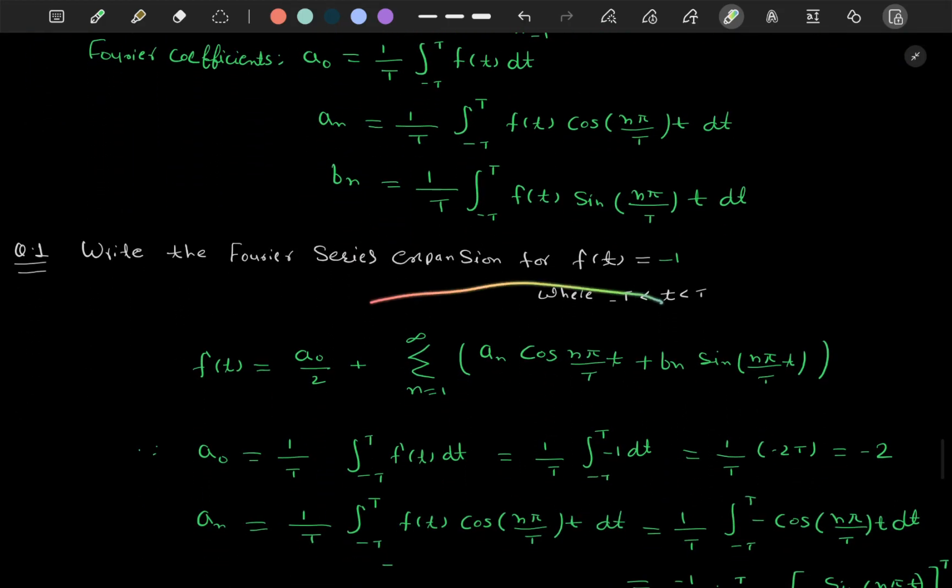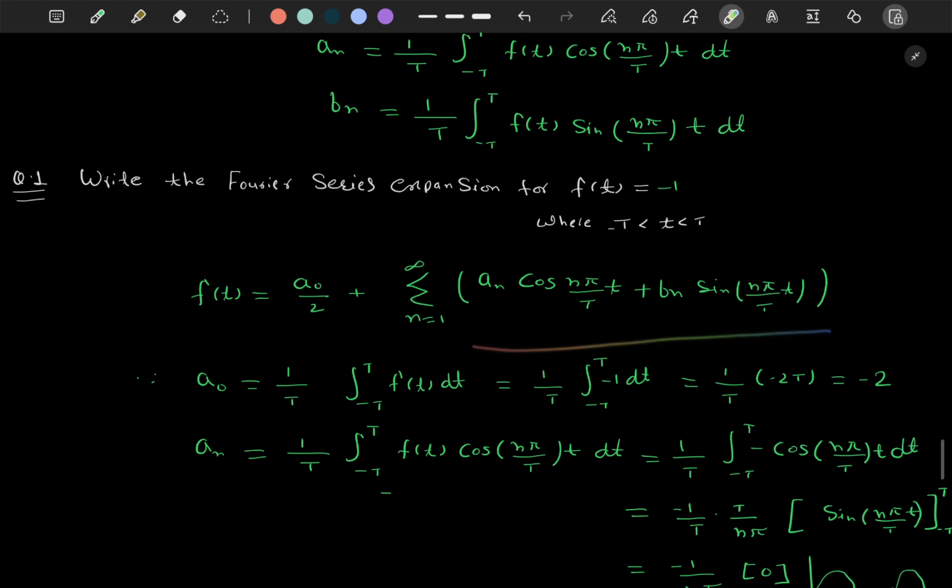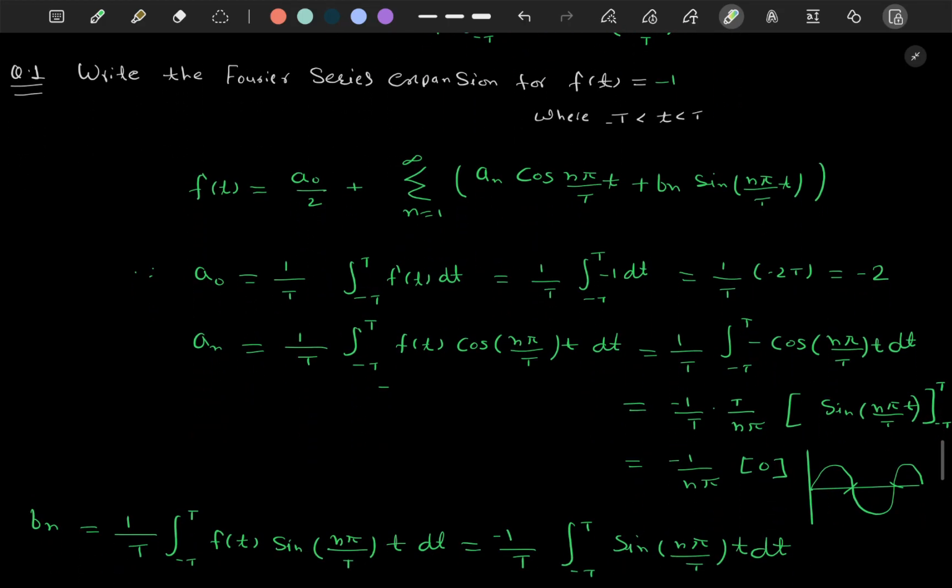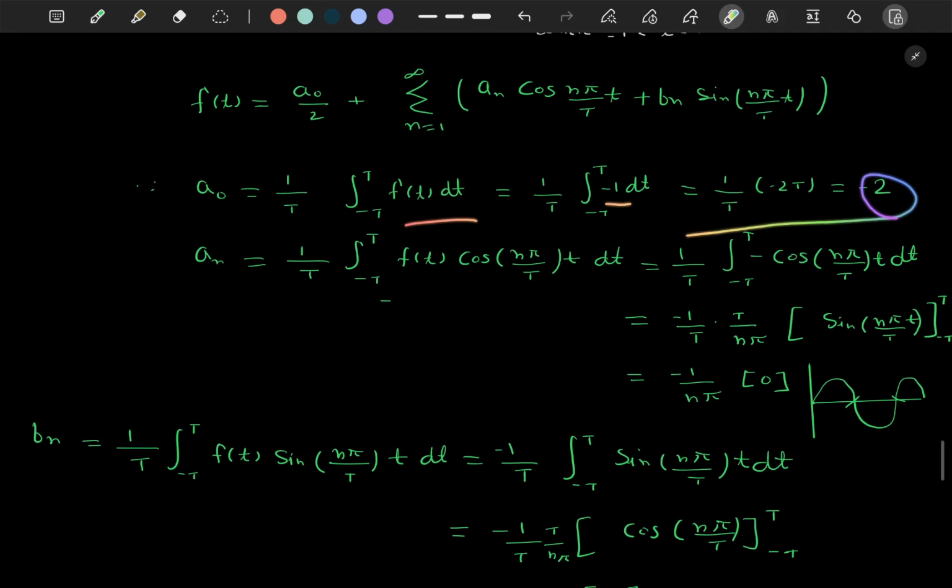Now the first example is, suppose we have a function f of t equal to minus 1 with limits of minus T to T. So what will be the period? Period will be 2T. So we know how we'll expand this: a naught by 2 plus a n cos n pi t by T plus b n sin n pi t by T. First of all we have to calculate the coefficients. So a naught equal to 1 by T integral from minus T to T f of t dt. Put the value minus 1. So we are left with minus 2. And a n equal to 1 by T integral from minus T to T f of t cos n pi t by T dt. So 1 by T, minus 1 multiplied by cos n pi t by T dt.